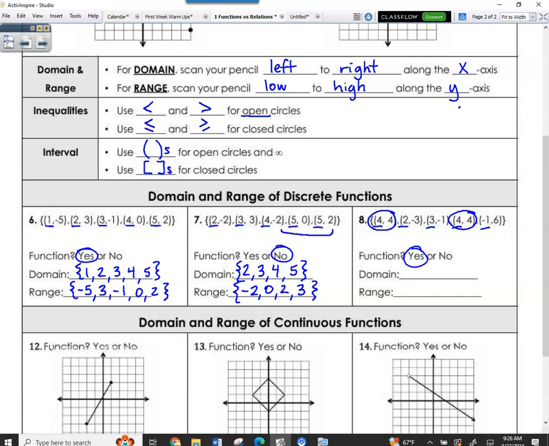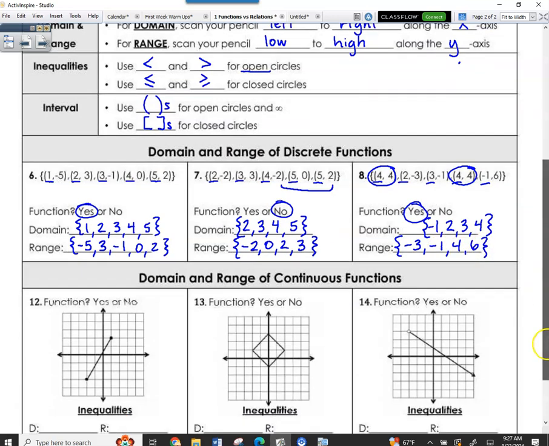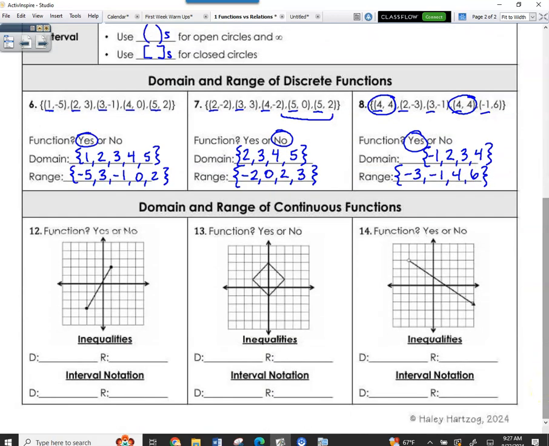That's a gotcha question. It does make you mad, y'all. So let's list our domain. We got, in order, -1, 2, 3, 4. And then our range, -3, -1, 4, and 6. So that was a gotcha question. Let's look at the last one.